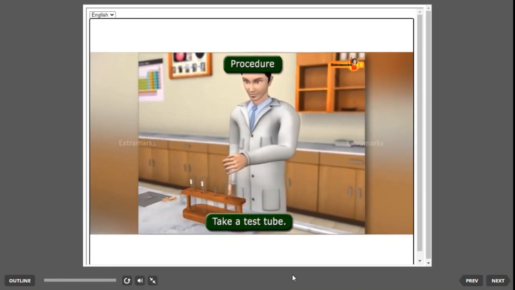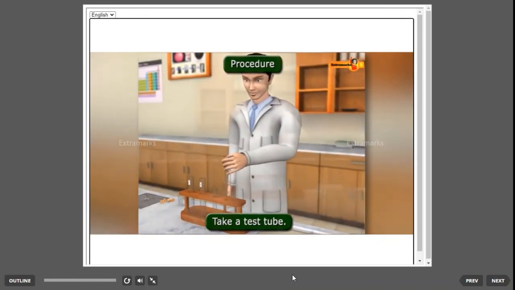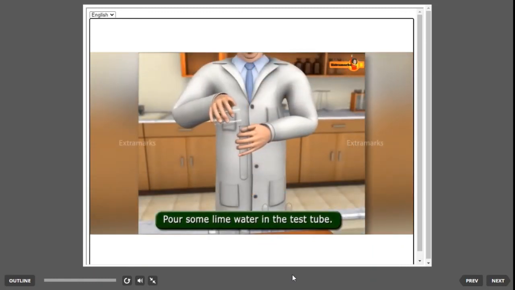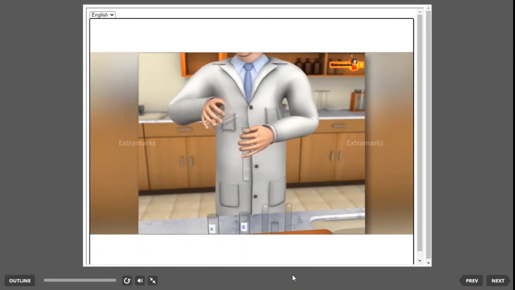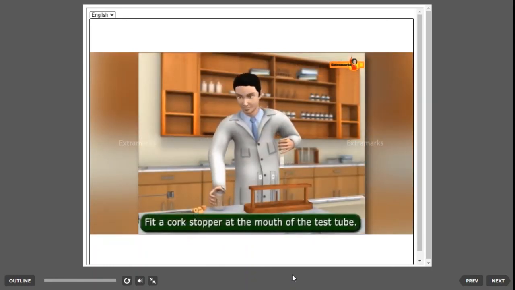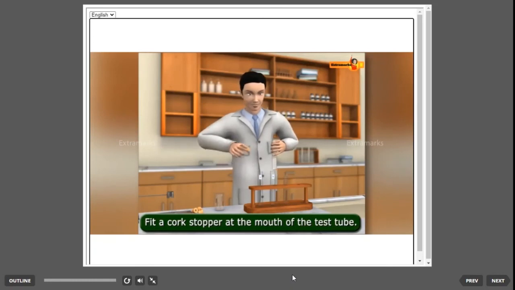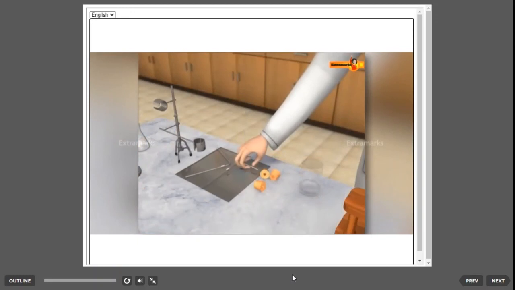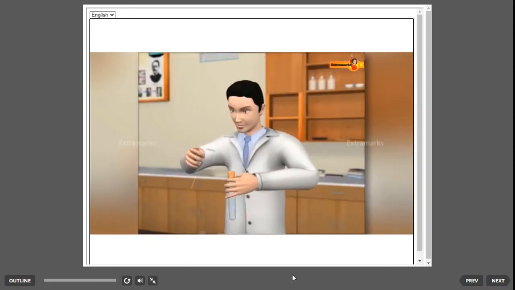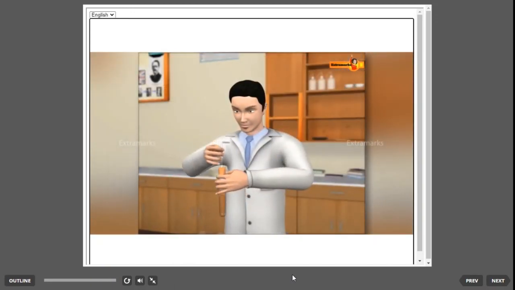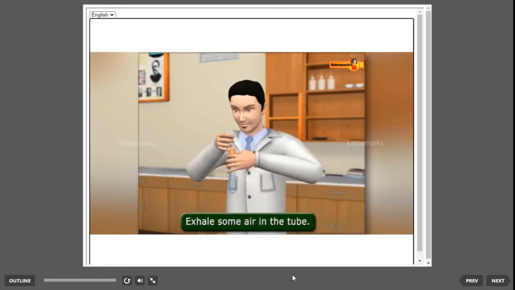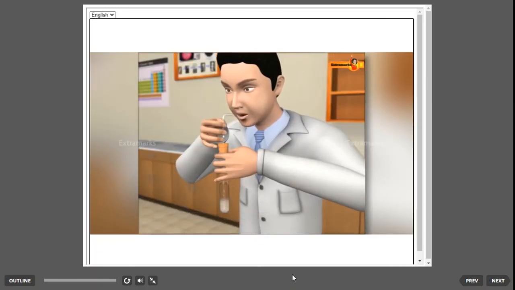Take a test tube. Pour some lime water in the test tube. Now, let us fit a cork stopper at the mouth of the test tube. Ensure that the cork has 1 hole in it. Good. Now, let us take a bent tube and insert it through the hole in the cork stopper. We have to make sure to dip its one end in the lime water. Now, let us exhale some air into the bent tube from the mouth.